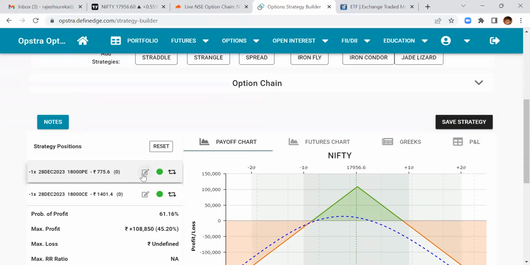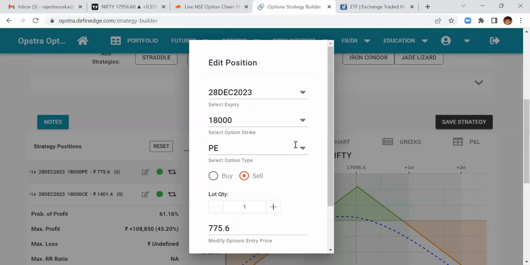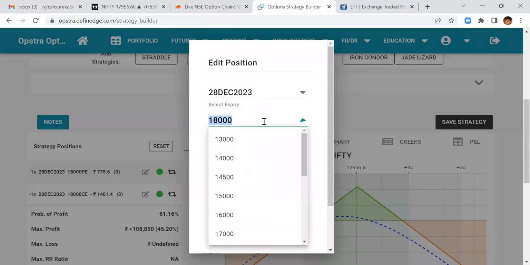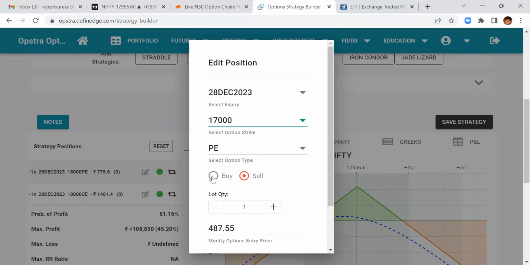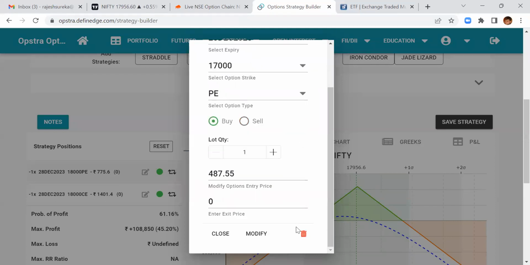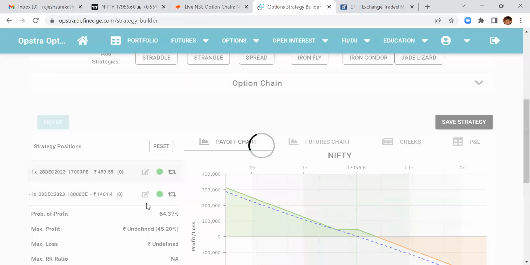हम अभी एक इंटरेस्टिंग काम करते हैं. हम बोलते हैं हम ऑप्शन बेचेंगे नहीं, हम ऑप्शन खरीदेंगे. दिसंबर 2023, 17,000 से नीचे बाजार जाएगा तो मुझे 1 रुपया भी नहीं खोना. I modified this trade.